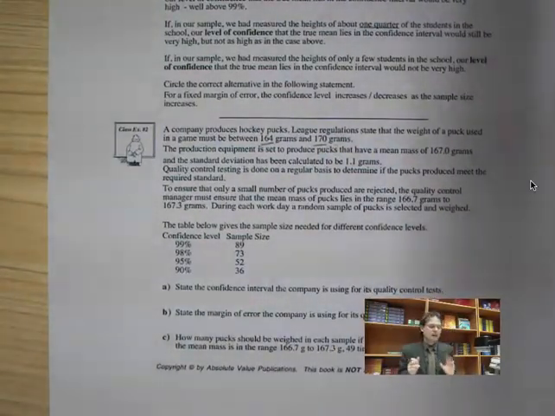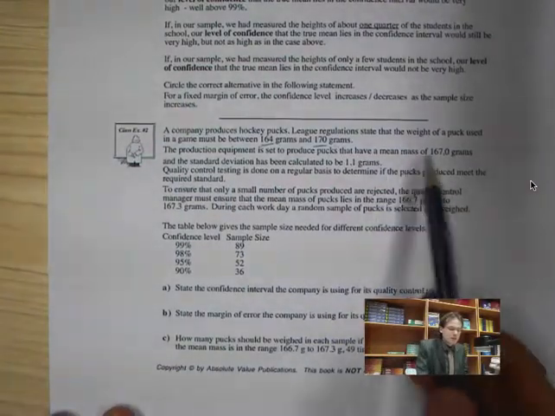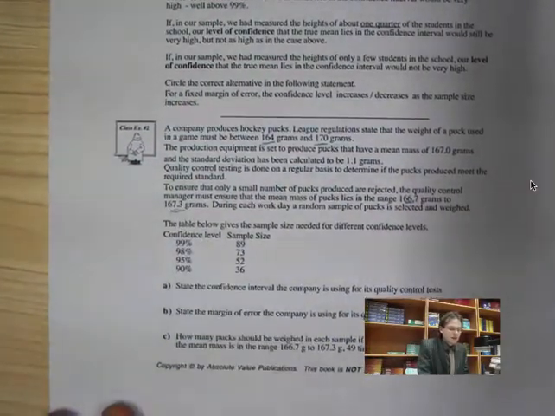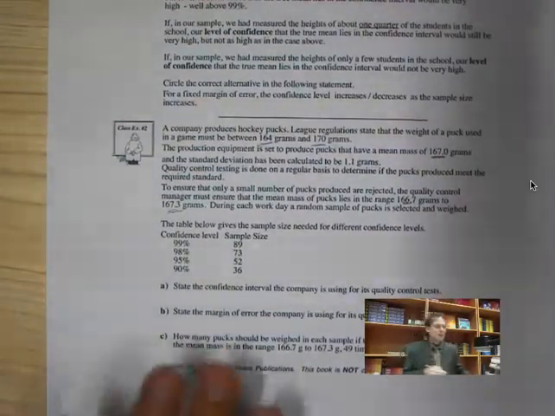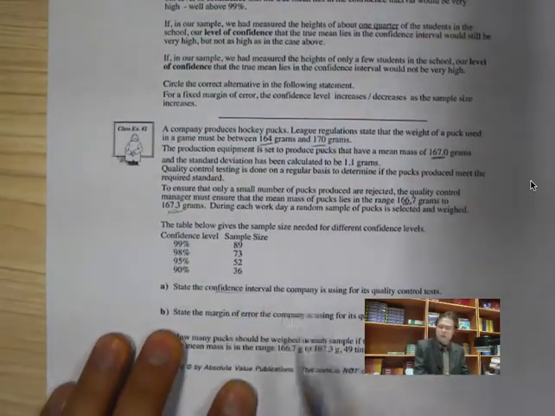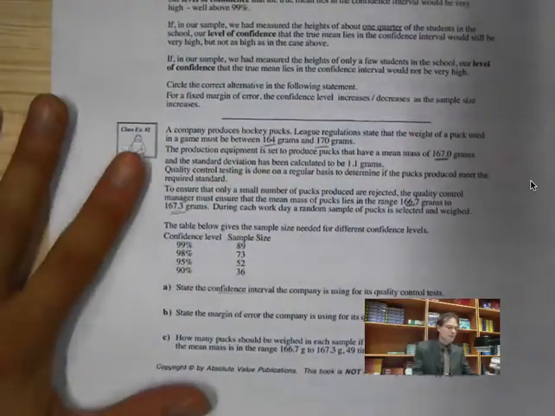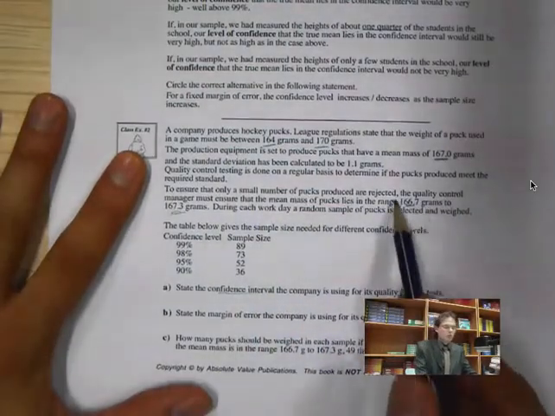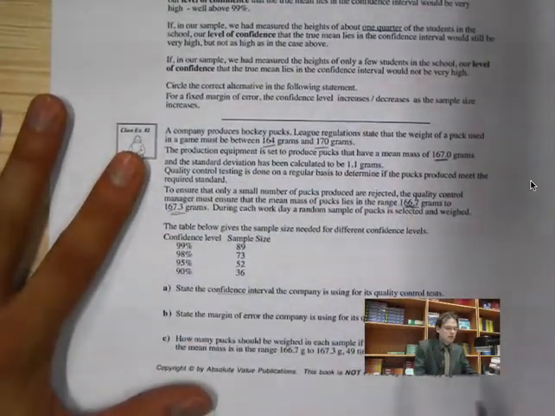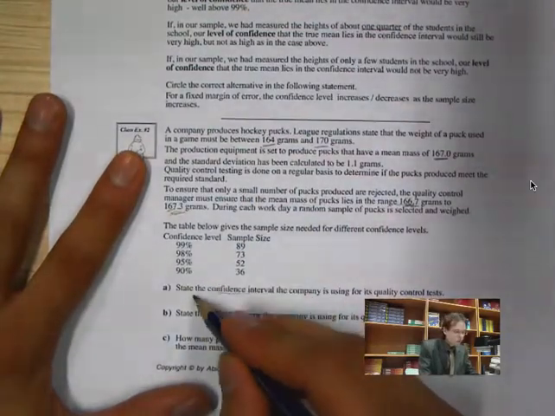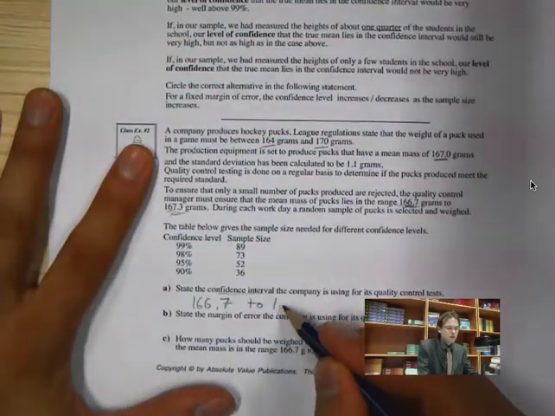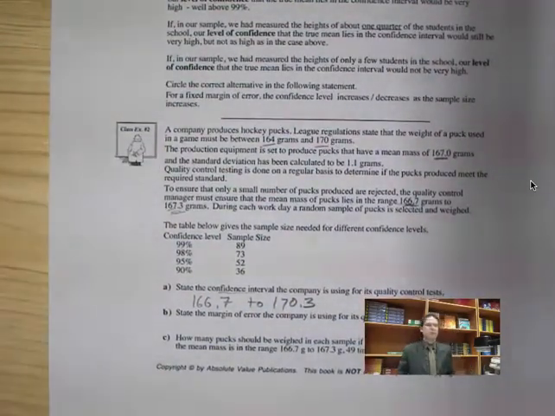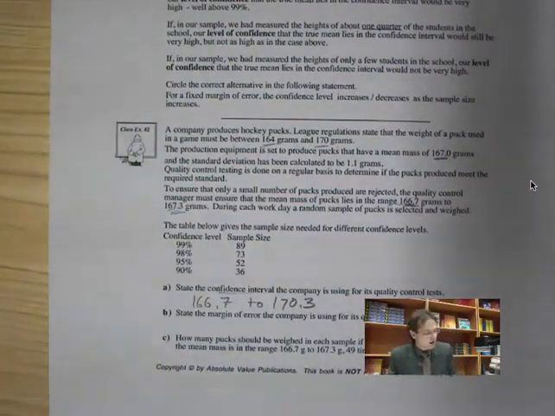They know not everyone's going to be the same. So they say their mean is between this and this. Okay? Where their mean mass is this. But that's where they want their mean mass. So then looking at this, it wants to know what is the confidence interval. Well, the confidence interval, if we read this question, they want their grams to be between there and there, so it's going to be between 166.7, a mean of 166.7, to 170.3.